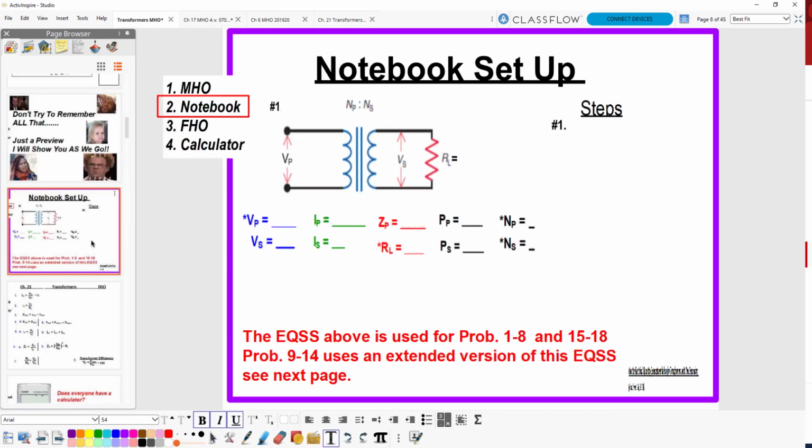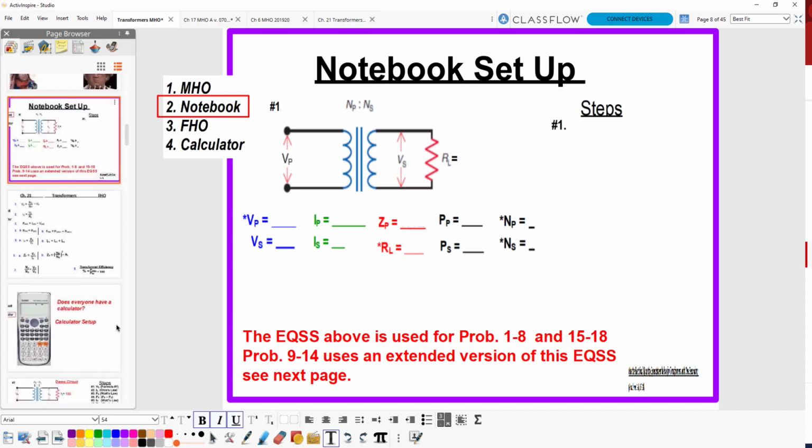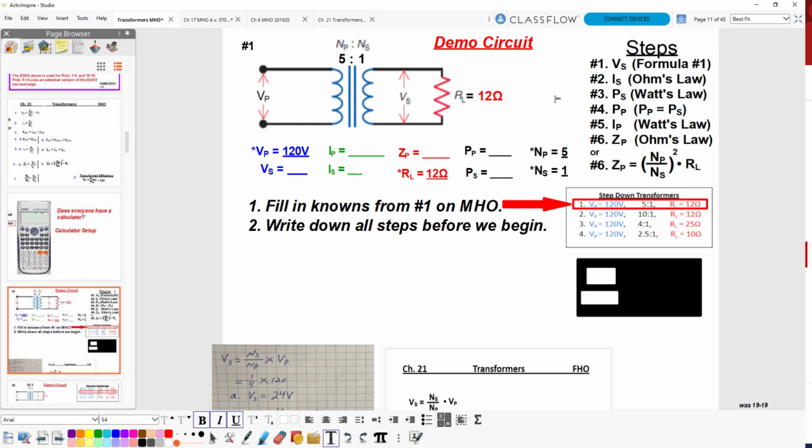First thing I need for you to do is pause the screen right now and go ahead and draw your circuit here, which is a transformer. Write out this electrical quantities spreadsheet here and be prepared to write the steps. Go ahead and write all your steps down, and draw your transformer. You can pause the video and take all the time you need to do that.